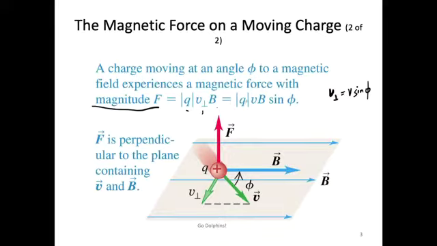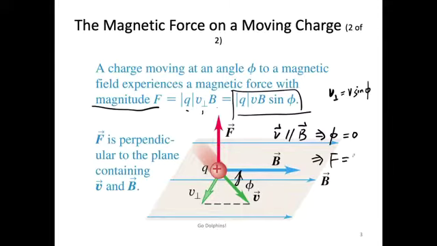So we can calculate the magnitude of the magnetic force using this equation: Q times V times B sine phi, where phi is the angle between V and B. Apparently, if phi is 0, sine phi is 0 and there is no magnetic force. So if the charged particle is moving with a velocity parallel to the magnetic field, V parallel with B gives phi equals 0, and the force equals 0.